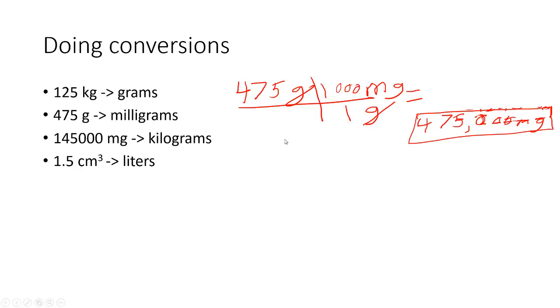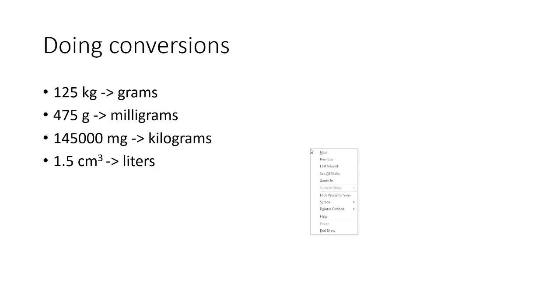So these two examples have been similar in the sense that they only take one step to be able to get through. But a question comes up now. What do we do when we have something that has multiple steps? Here, we have 145,000 milligrams.